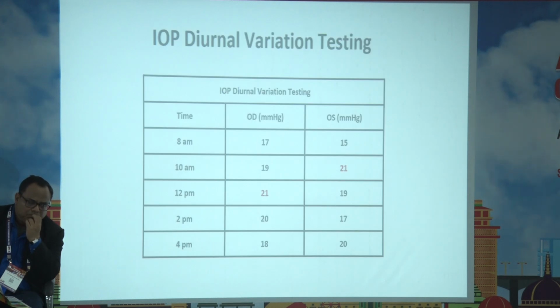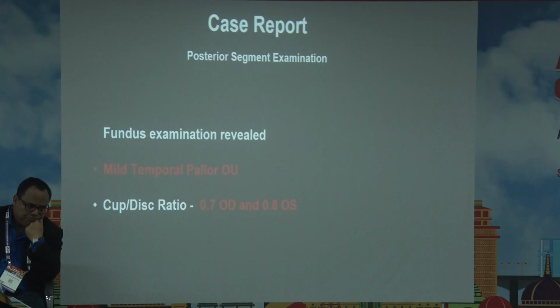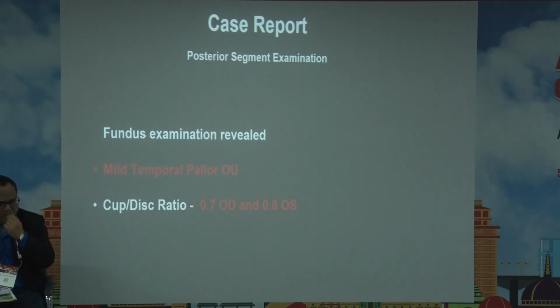And the diurnal variation is also very tricky here because when we did a phasing, the peak was 21 only. It did not cross the 21 barrier, but still we had to think in terms of normal tension glaucoma. In both the eyes, there was a fluctuation, with 12 o'clock and 10 a.m. in the right eye and left eye respectively, 21 being documented. And that is the right skewing deviation in the Gaussian distribution curve.